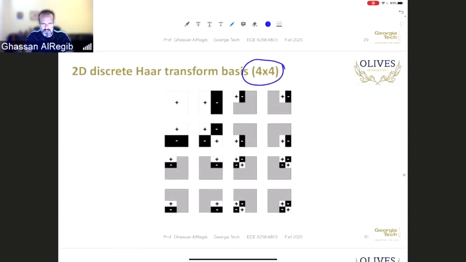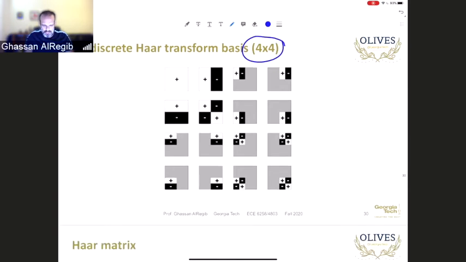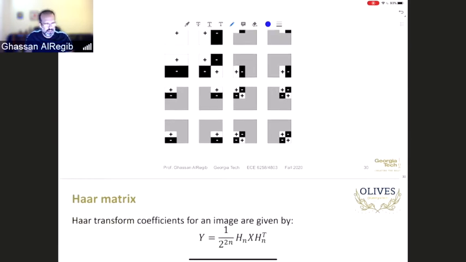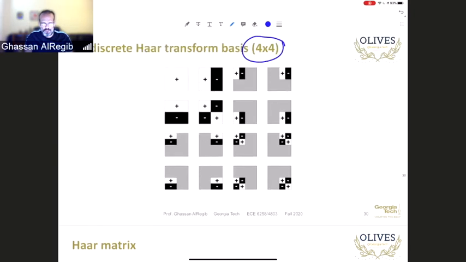So here is the 4 by 4, and the white means +1, and the black means -1. So you can see basically this is what we are looking at. And I thought I had 8 by 8, but maybe later in the slides we'll talk about those. So now, what do you notice in here? You cannot see my writing?